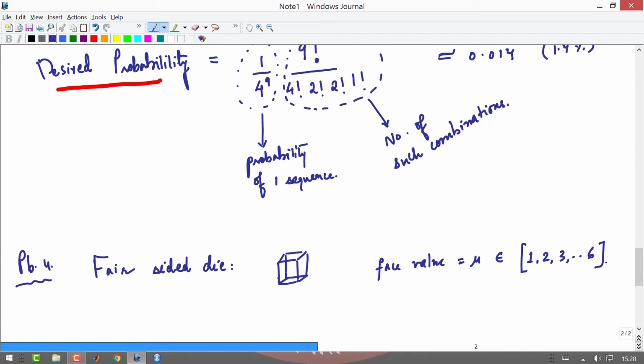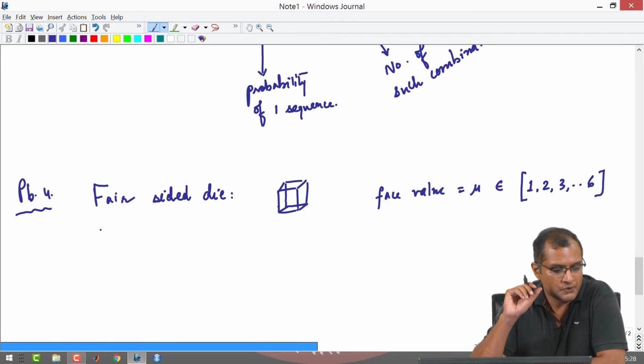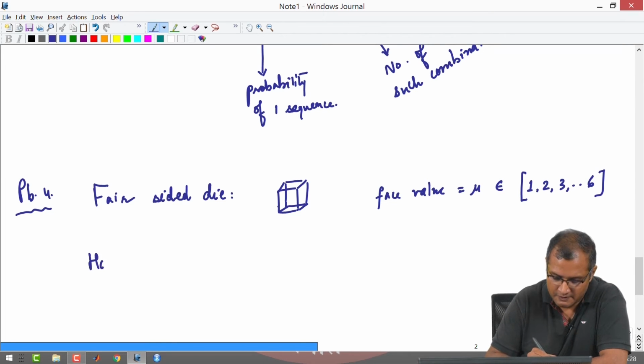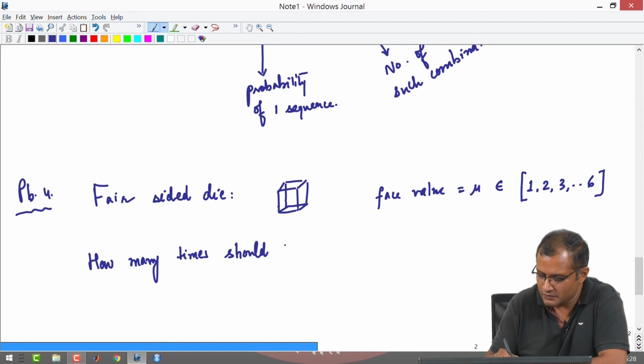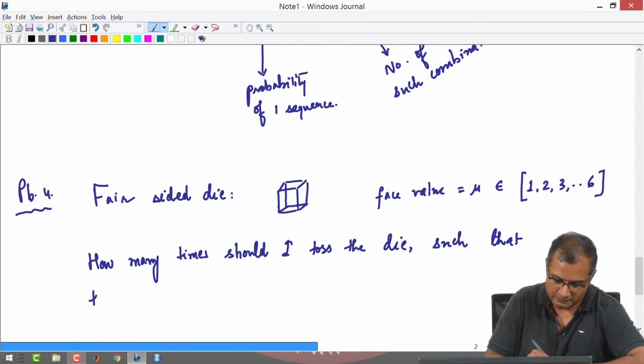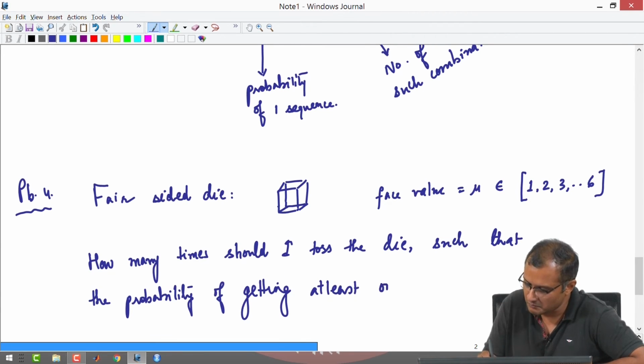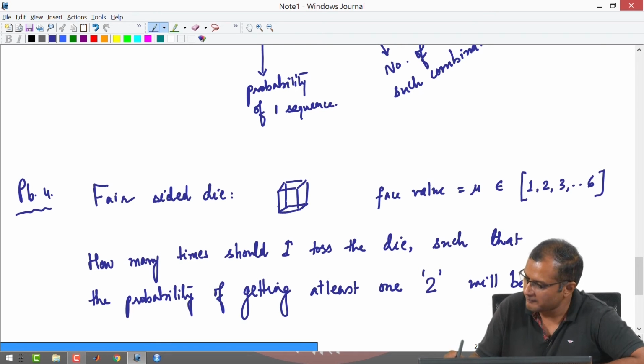Okay, and the question is, how many times must I toss this die such that the probability becomes 2/3 that at least one 2 will appear, which means the question is, how many times should I toss the die such that the probability of getting at least one 2 will become 2/3.